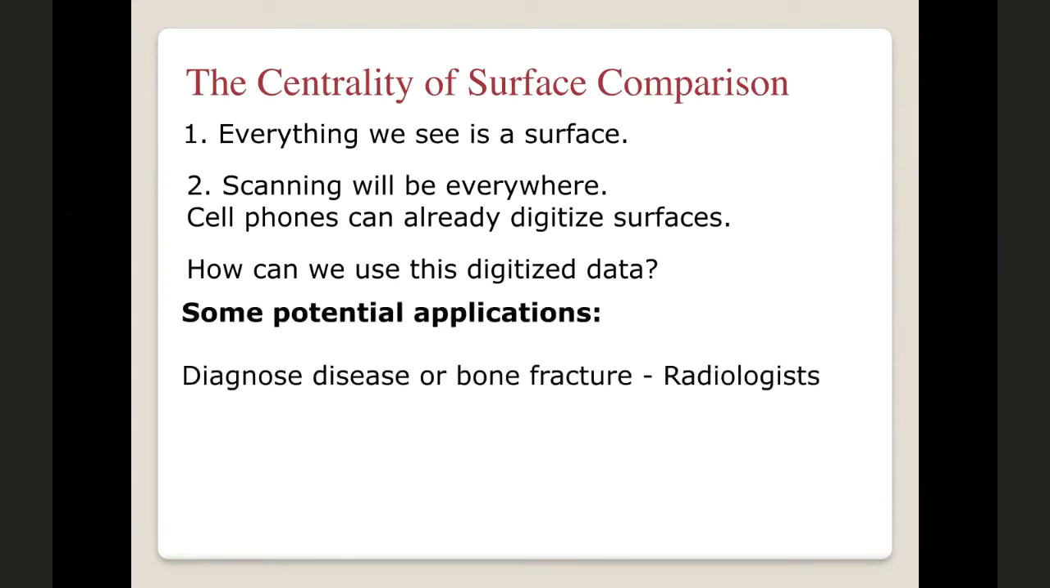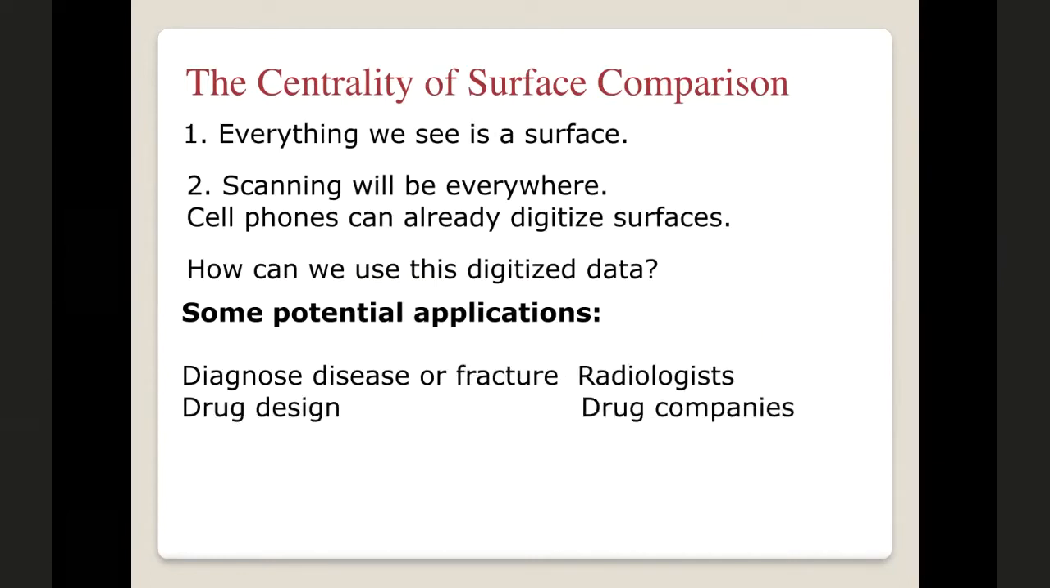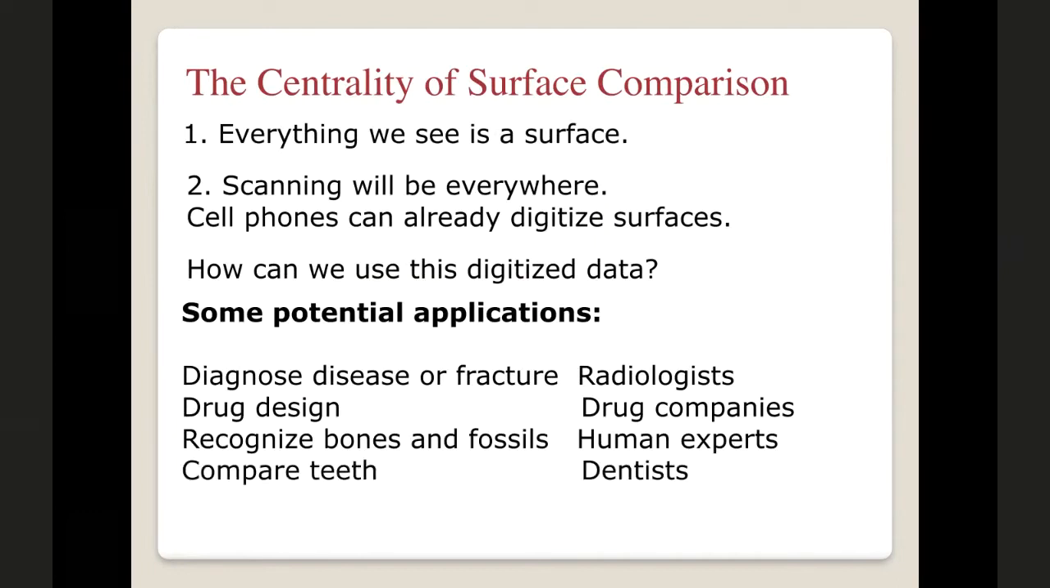So one big set of applications is to diagnose diseases. Compare an organ like a liver or a kidney to a database of standard geometric representations and look for abnormalities, maybe some tumor growing on them or some bone fracture. This is pretty much what's done by radiologists today. Drug design: you can scan proteins and look for potential drugs by understanding the geometry of proteins. I talked about the problem of recognizing bones and fossils. Dentists can look at scanned teeth and look for abnormalities corresponding to decay, for example.